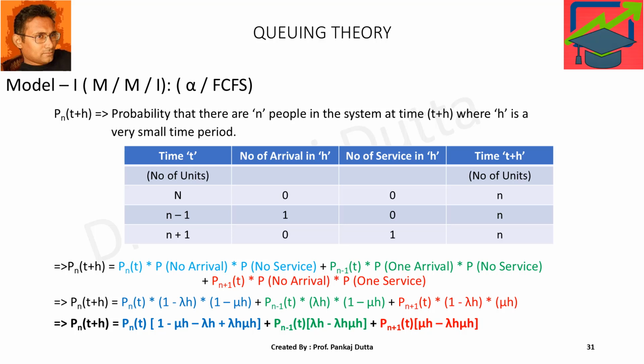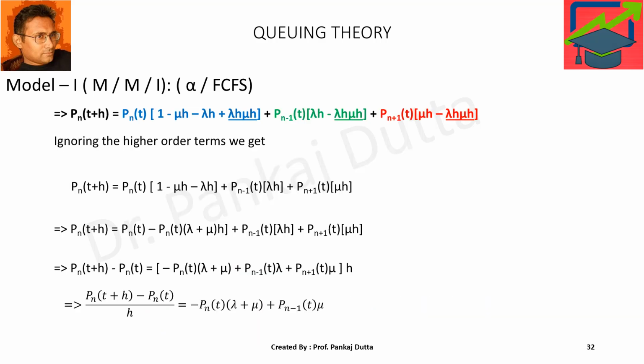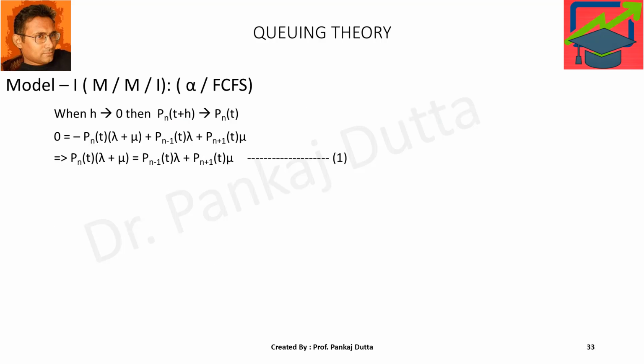Then we get the simplified expression for probability of n people in time t plus h. Some simple algebraic manipulation takes us to the last line. Here, when h tends to 0, the expression P n of t plus h tends to P n of t. This makes the left hand side of the expression equal to 0. Again, a few simple algebraic manipulations give us equation number 1. This equation number 1 is the first steady state equation.